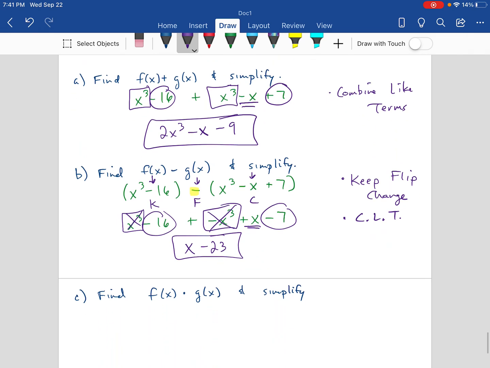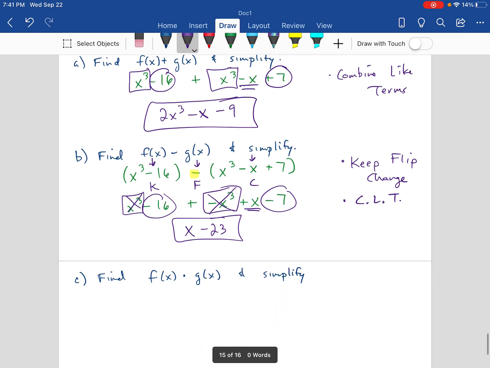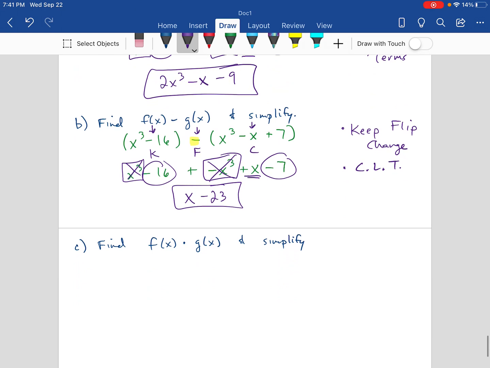The last one that we're going to focus on is multiplying these functions. And this is where it gets a little messy, or could get a little messy. So make sure that you try to stay as organized as possible. So I'm going to go ahead and rewrite my functions. And now we are multiplying these together. Again, I'm going to try to stay as organized as I can. So I need to distribute here.